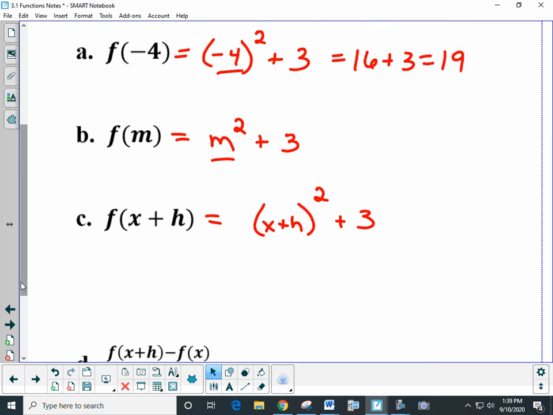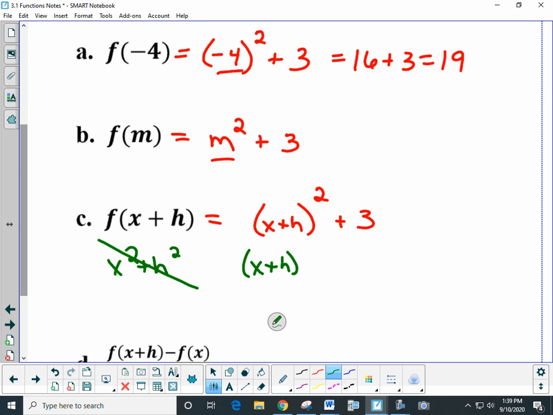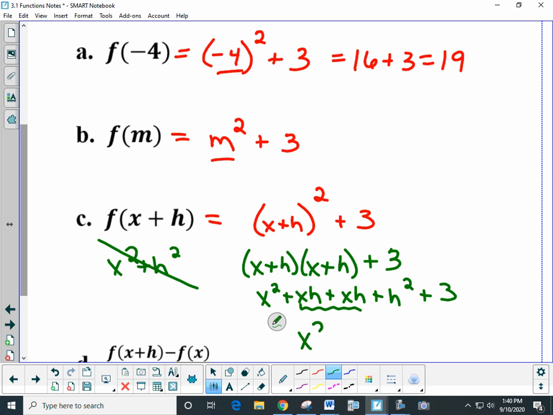So people tend to have a little bit of an issue with x plus h. They think that it's going to be x squared plus h squared, but that is inaccurate. Remember that (x plus h) squared means (x plus h) times (x plus h), and then plus 3. So you actually have to do FOIL, double distributing, whatever you want to call it. So we get x squared plus xh plus another xh plus h squared plus 3. And then I can combine my like terms in the middle and get x squared plus 2xh plus h squared plus 3. And that's it. You can't do anything else. This is the final answer here.